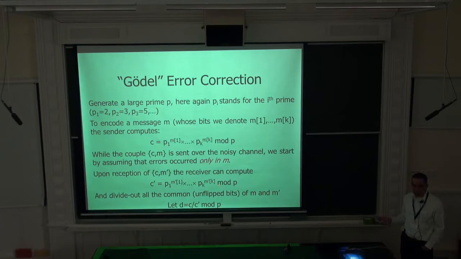I told you number theory doesn't like when you have errors in numbers. So for the time being, you're going to do me the credit that no error happened in C when C was transmitted.